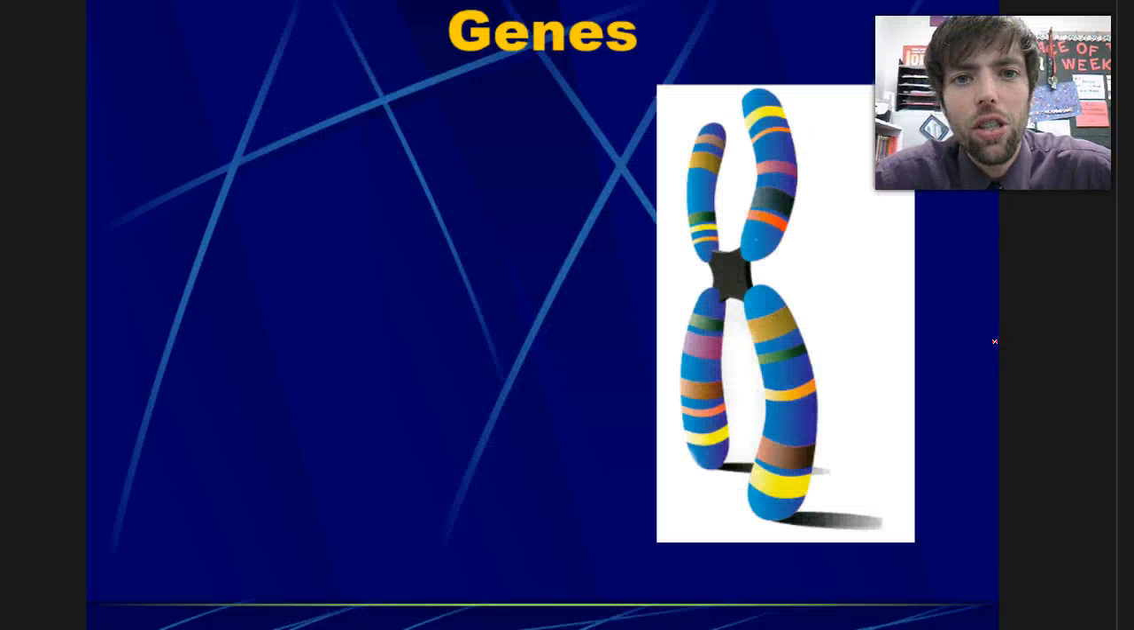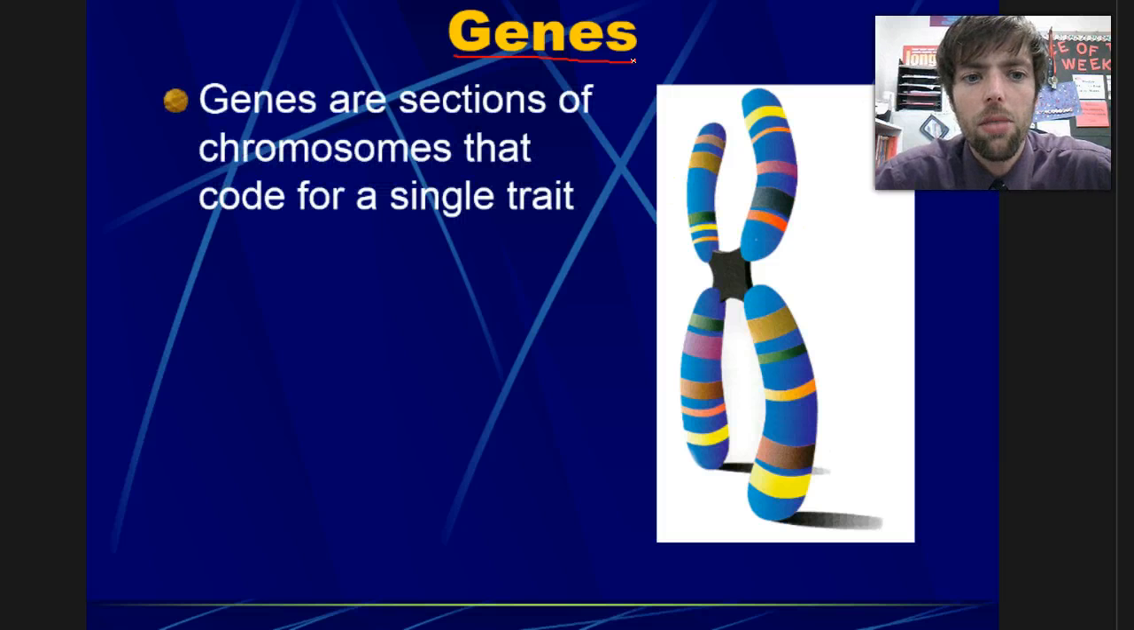Now, the final part of these notes we need to conclude on is the different sections of chromosomes. And those different sections are known as genes. So in your notes, let's write down the word genes, and let's define genes as sections of chromosomes that code for a single trait.